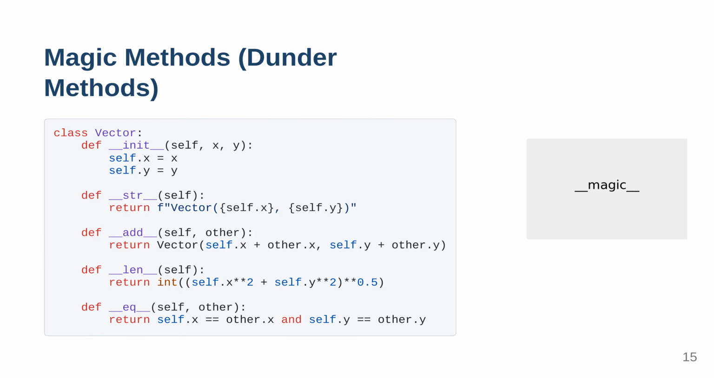Magic methods, dunder methods, customize how objects behave with built-in operations. __str__ defines string representation, __add__ enables the plus operator, __len__ allows len function use, and __eq__ defines equality comparison. These methods make our classes behave like built-in types. Understanding magic methods is key to creating intuitive class interfaces.